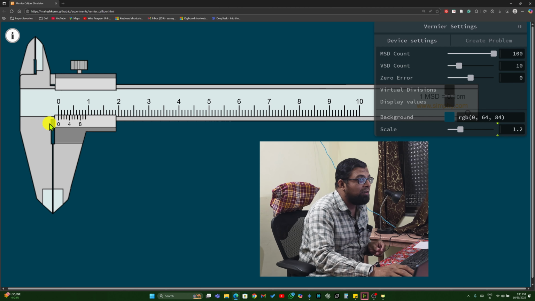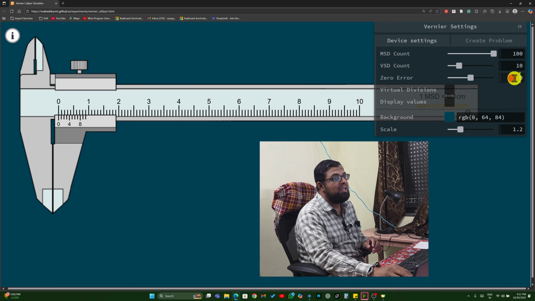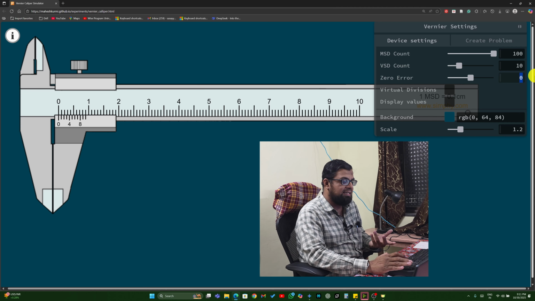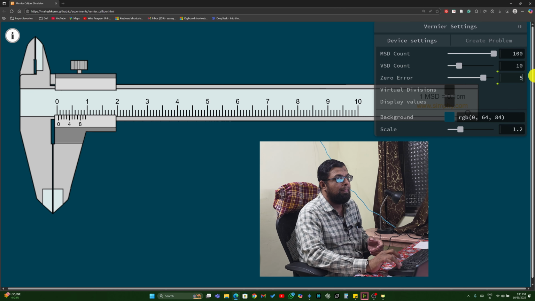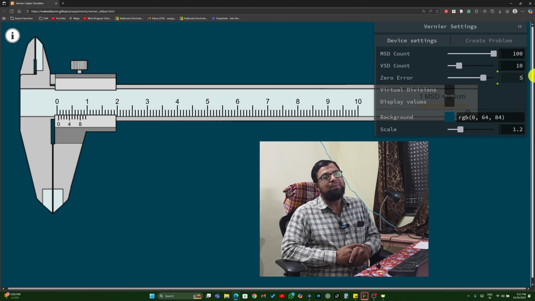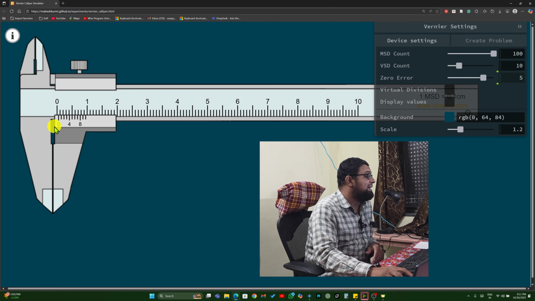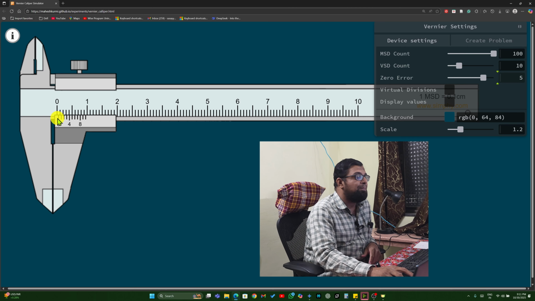Okay, so what is this? Say I will just write down here the zero error to be, say, as an example, I will take it as 5. So it is a plus 5, which means there is a positive zero error. Now you can see here that I have made this zero error a plus 5.